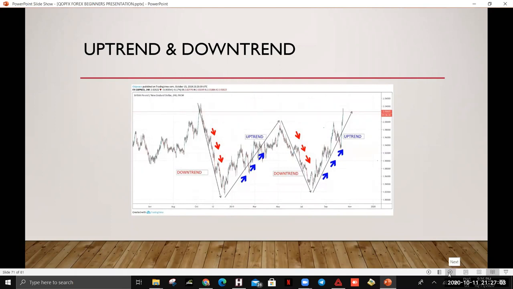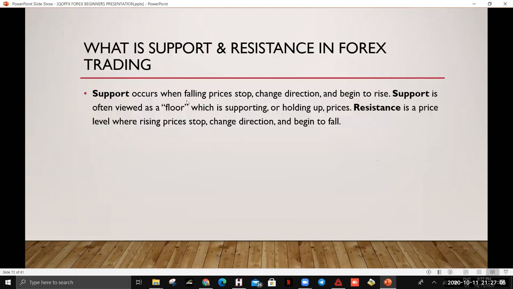Now I want you to look at another picture. What is support and resistance in forex trading? Like I explained, I explained with layman's language how support and resistance work. Support occurs when falling prices stop, change direction, and begin to rise. Support is often viewed as a floor, which is supporting or holding up prices. Resistance is a price level where rising prices stop, change direction, and begin to fall.